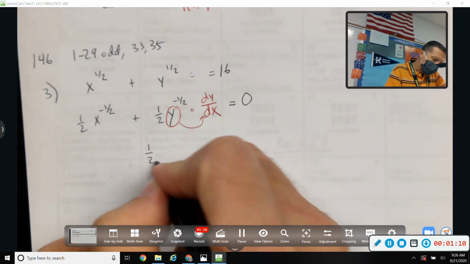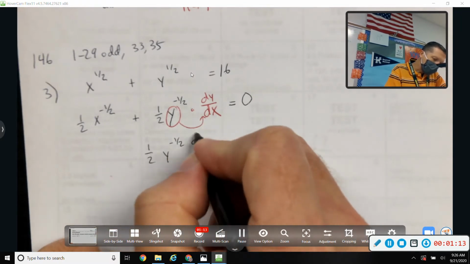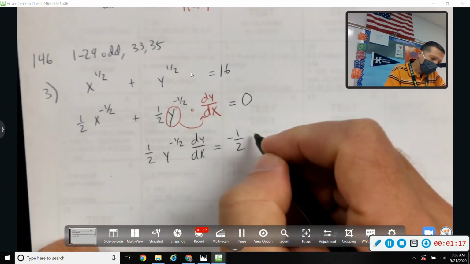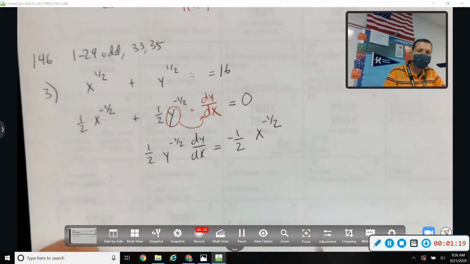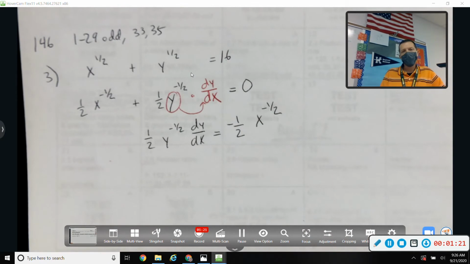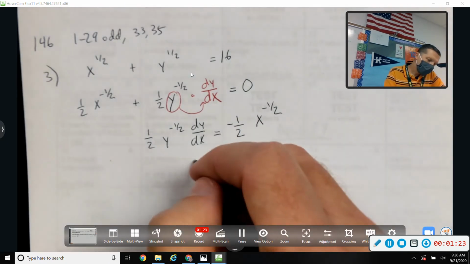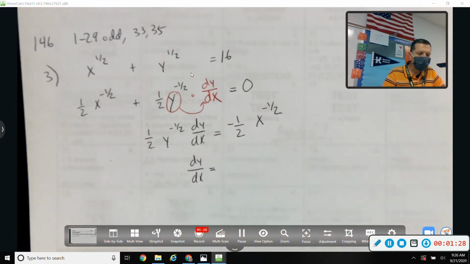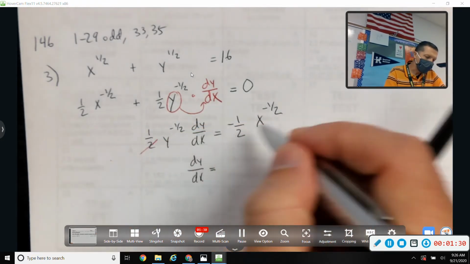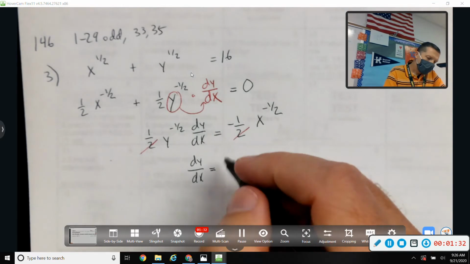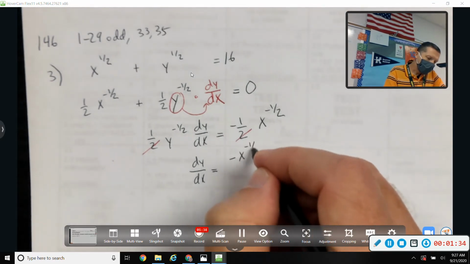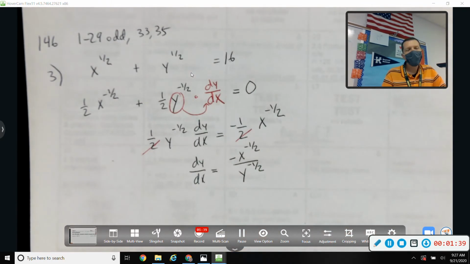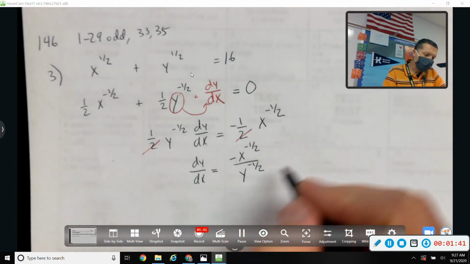So 1/2 y to the negative 1/2 dy dx equals negative 1/2 x to the negative 1/2. I mean, I'm just moving things around. I think I would multiply by 2 so I don't have the fractions anymore, so all the fractions will go away. So I'll have negative x to the negative 1/2 divided by y to the negative 1/2. And that would be a perfectly good safe stop answer.